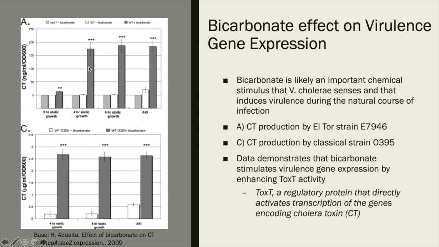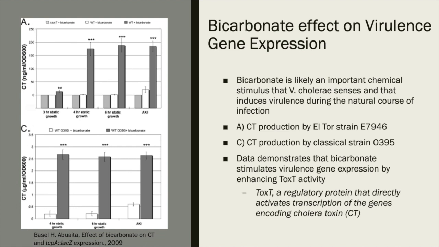You can clearly see that the mutant, which wasn't supposed to have any cholera toxin production, didn't have any. The wild type without bicarbonate had little to none, and the wild type that had bicarbonate had a lot of cholera toxin production. You can also see this in graph C with the classical strain. You can see that there is a big difference in the amount of cholera toxin production.